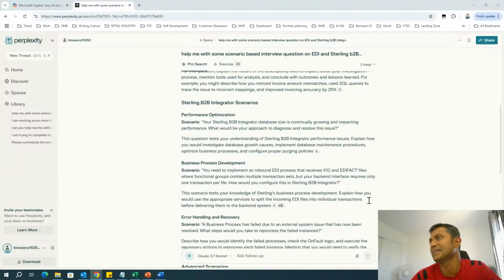For example, let's say over here, in the Sterling B2B Integrator scenarios, there is a question. If I see over here, under performance optimization, it says your Sterling B2B Integrator database size is continually growing and impacting performance. What would be your approach to diagnose and resolve this issue? So that's an admin-related question, geared towards people who have experience managing and maintaining a Sterling B2B Integrator environment.